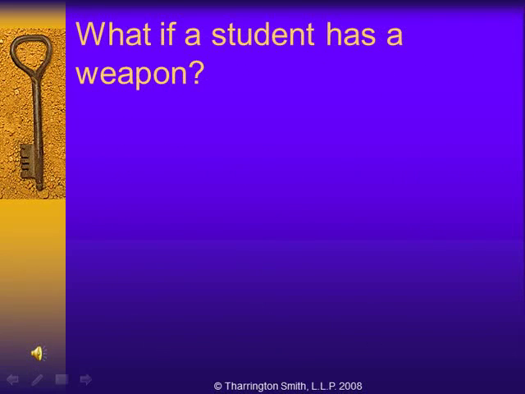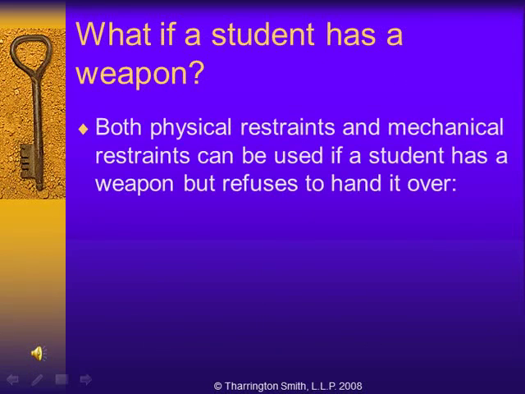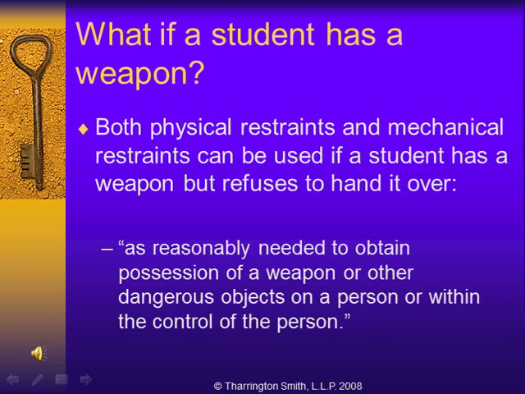What if the student has a weapon of some sort? If a student has a weapon or some dangerous object and will not surrender it, an employee can use physical or mechanical restraints, if reasonably necessary, to take the weapon away from the student. Again, the restraint should be proportionate to the situation and last only as long as necessary to take the weapon or dangerous object away from the child and therefore remove the threat.